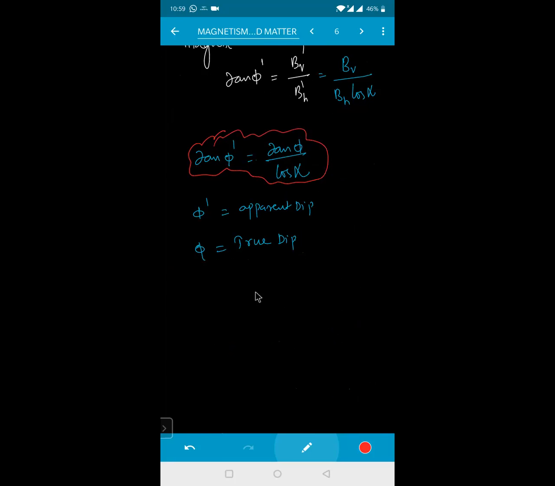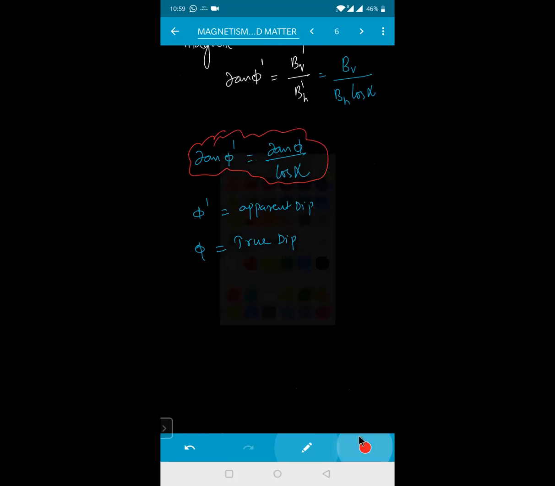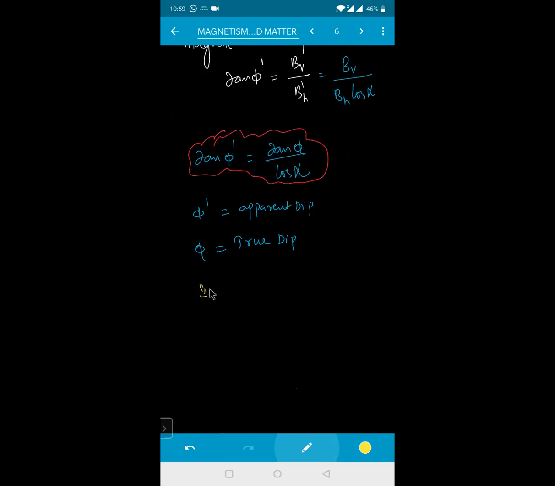Now see, for a plane perpendicular to the magnetic meridian, if I take alpha equal to 90 degrees, what happens? Cos 90 is how much? 0. That means tan phi dash will be equal to tan phi. Phi dash will be equal to phi. That means the apparent dip will be equal to the true dip.